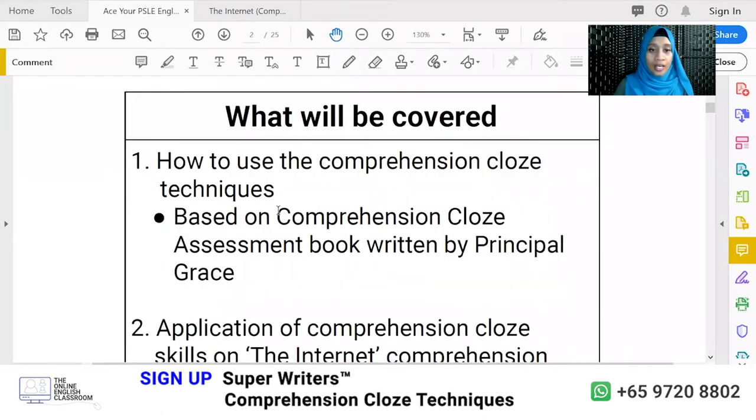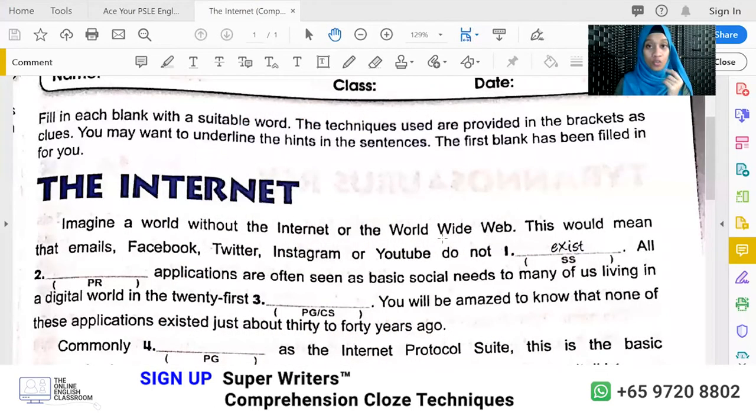Okay, and these techniques are based on the Comprehension Cloze Assessment books written by Principal Grace. She has a range of primary school books, and all the techniques are in there. So let's go through questions 1 to 11.